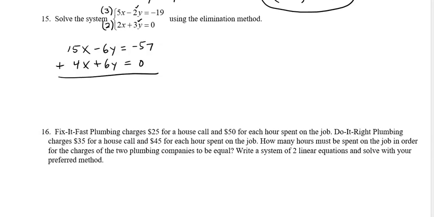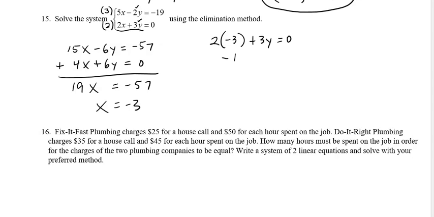So if I add these two together, 19x is equal to -57. So x is -3. And so just pick one of the equations to go back into. So I'll go to the bottom. Just use this equation. 2 times -3 plus 3y is equal to 0.